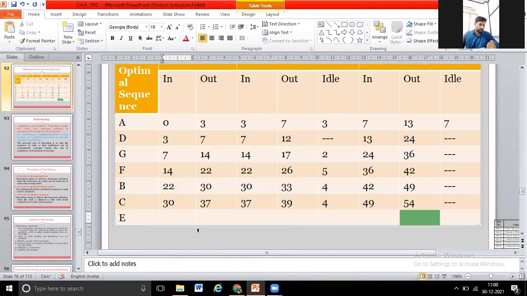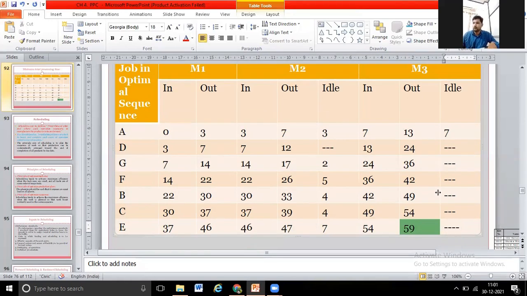Then for the E job, 37 hour will be the in time, 46 hour will be the out time. Here 46 hour will be the in time on the second machine, 47 hour the out time, 7 hours idle time. Then the job will start after 54 hour, and 59 hour will be the out time. So you can calculate the idle time for machine 1, machine 2 and machine 3, and the total elapsed time will be 59.